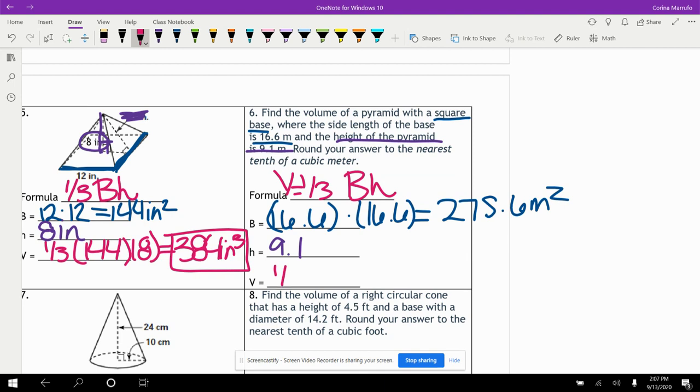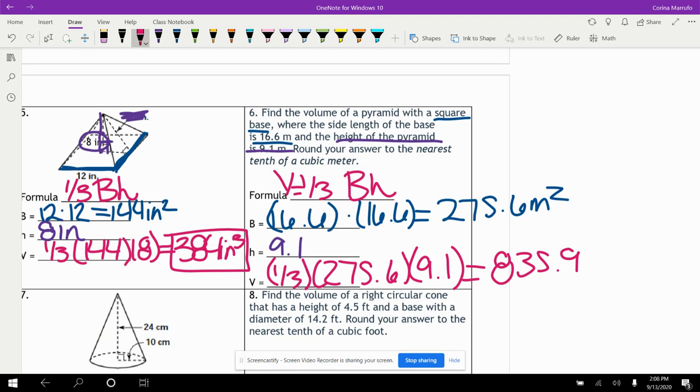For volume, we're going to write here 1/3. We already found big B. We said big B was 275.6 and little h is 9.1. So I am going to punch that into my calculator. And it gives us 835.9. And our units are meters cubed.